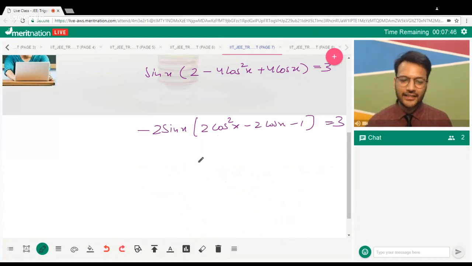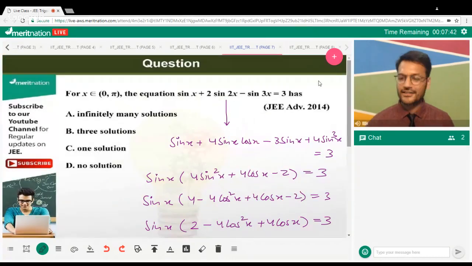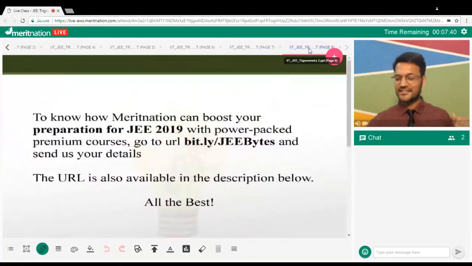So again, it will be almost similar. We'll talk about this question in the next class. It's a simple one. It's not that tough. We'll talk about that in the next session.